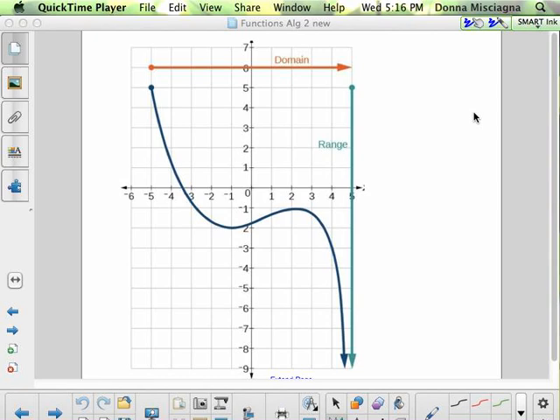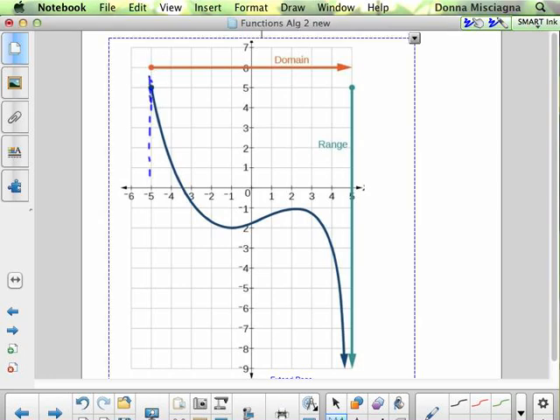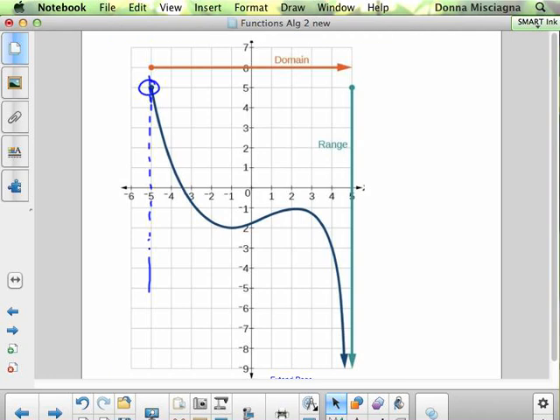So when you're looking at domain, right, you look left to right. So notice if we look to the left, this point here is the farthest left. There's nothing further left than that. It's a point, not an arrow. So it's going to start there.